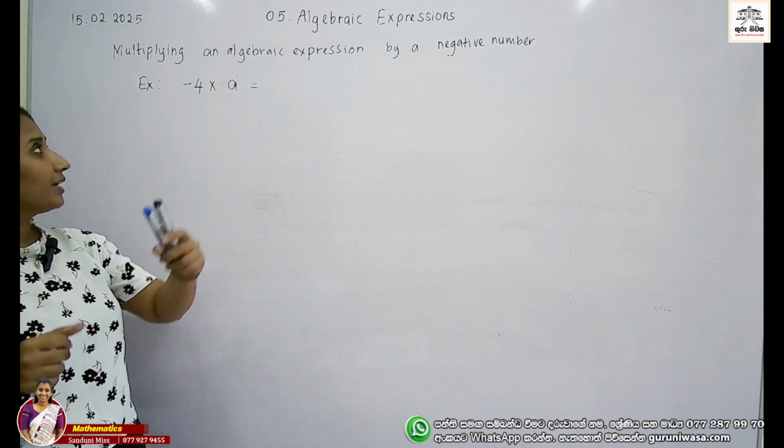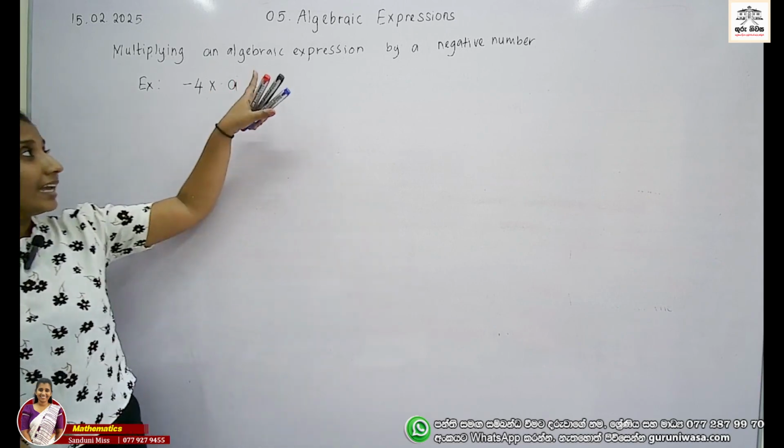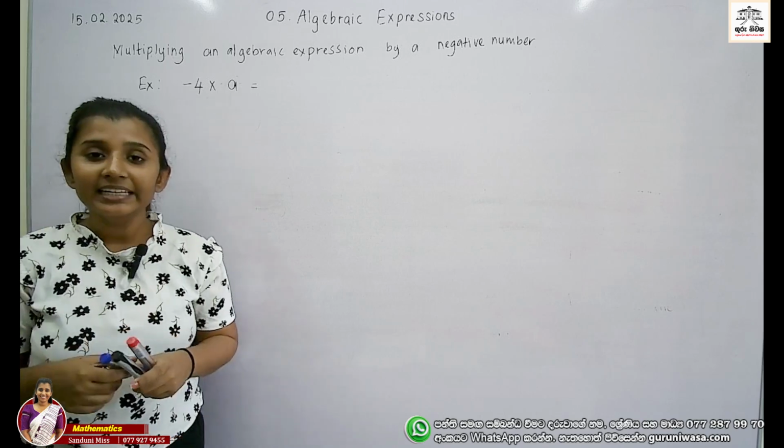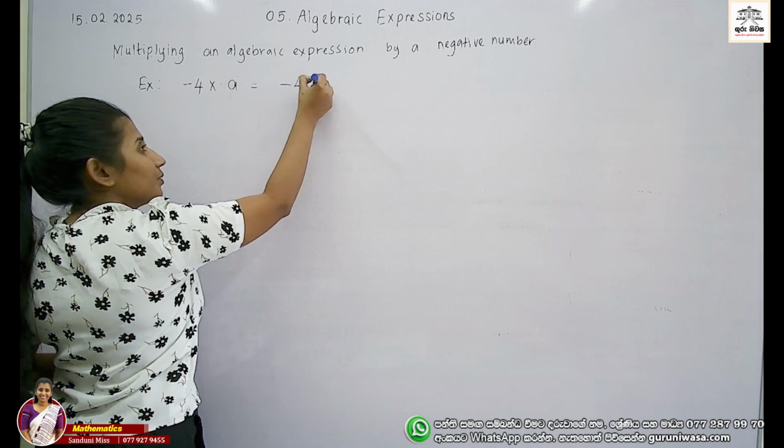Okay, right now look here. Minus 4 times a. A is multiplied by a negative number. So the answer is what? Minus 4a.